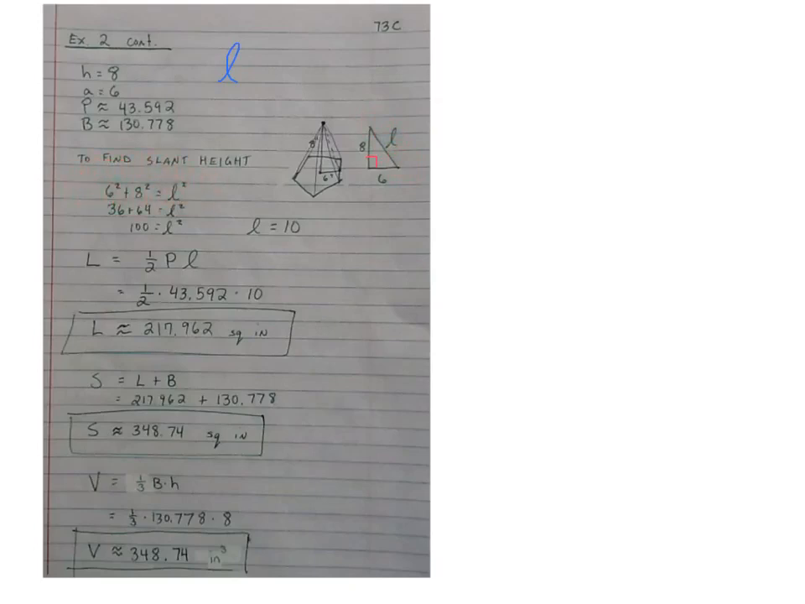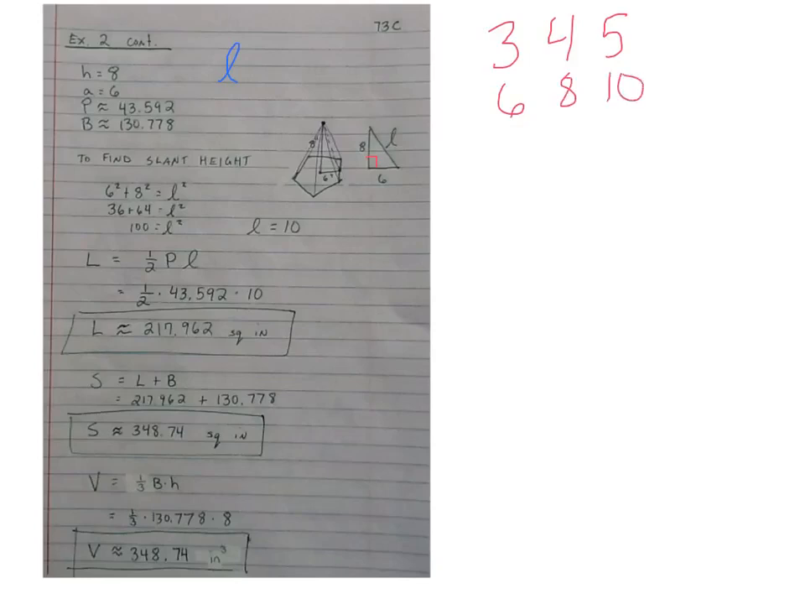And we use the lowercase script l for slant height. In the end, we find the slant height to be 10. For those that noticed, it was a 3, 4, 5 Pythagorean triple. That's been doubled, 6, 8, 10.